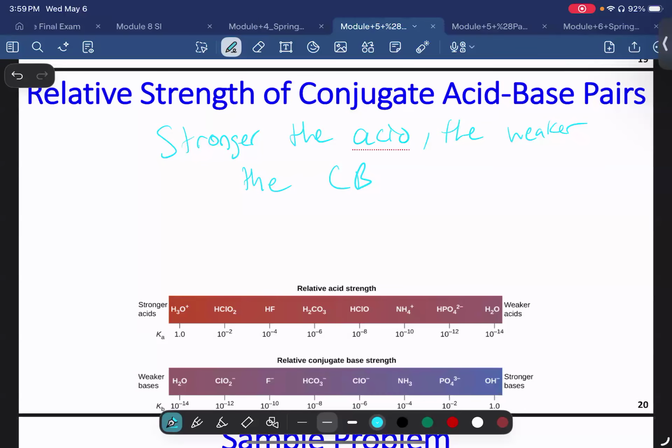Okay, the weaker the acid, the stronger the conjugate base. So it's the same thing with bases, right? The stronger the base, the weaker the conjugate acid. The weaker the base, the stronger the conjugate acid, right?